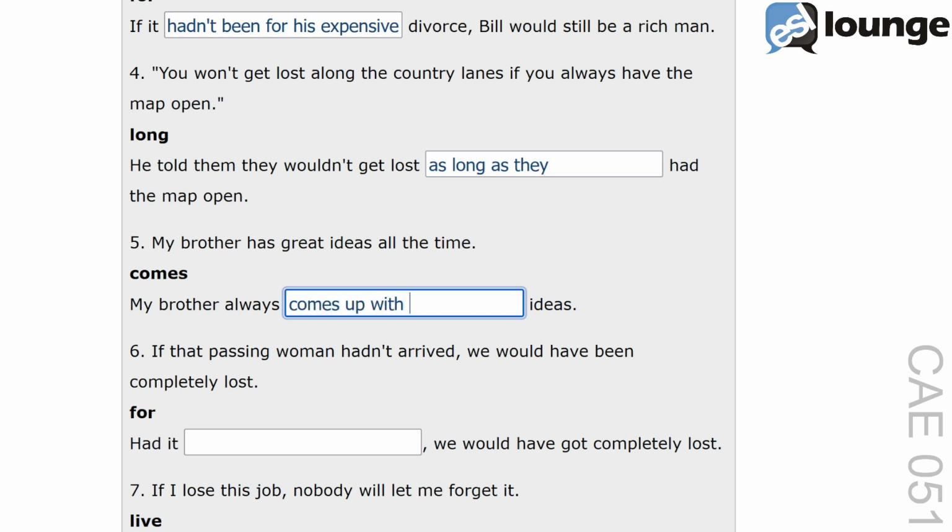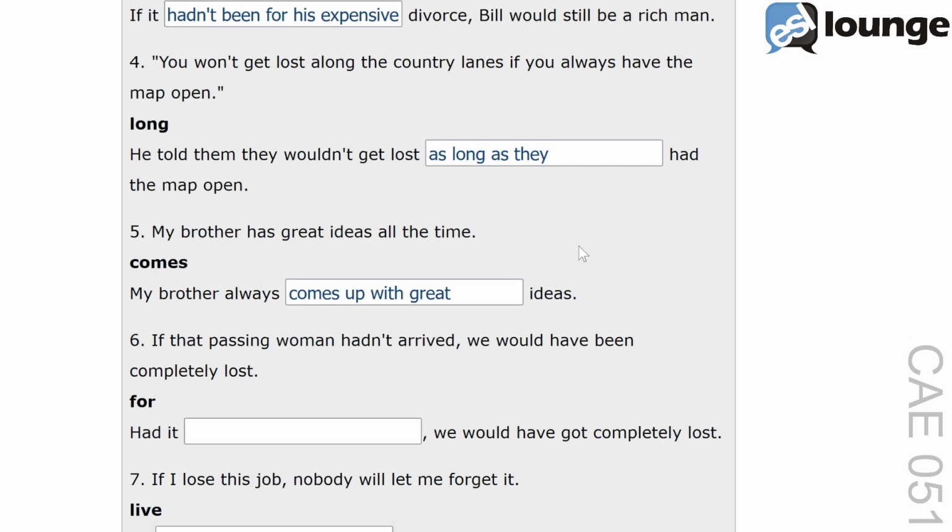The phrase comes up with means to produce or create something, usually an idea or plan. Comes up with great emphasizes that the brother frequently generates excellent ideas. Another example, she always comes up with creative solutions.